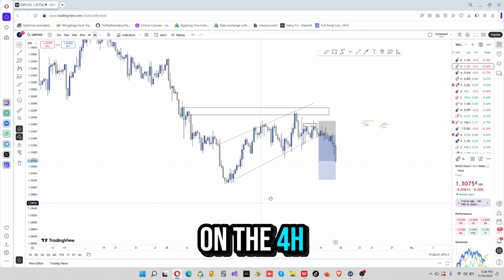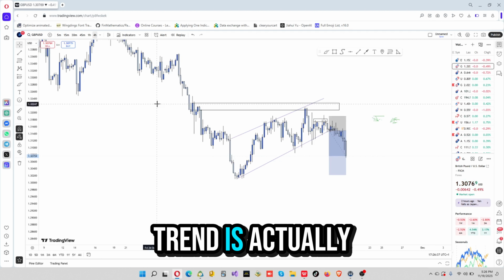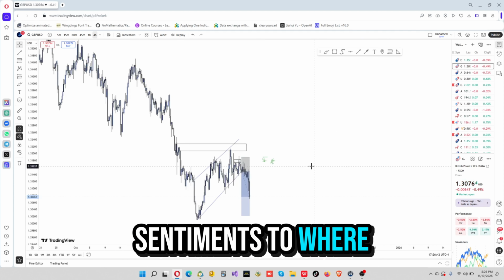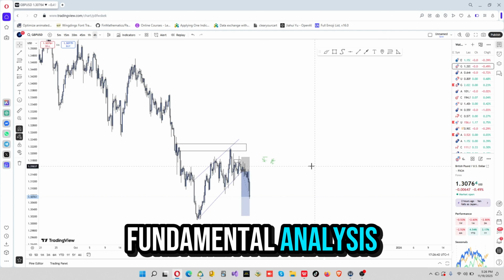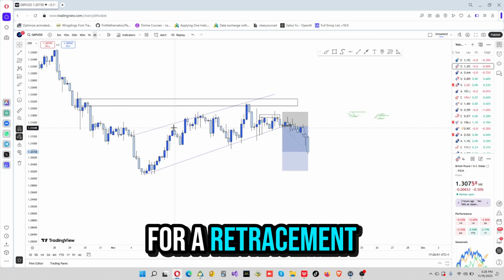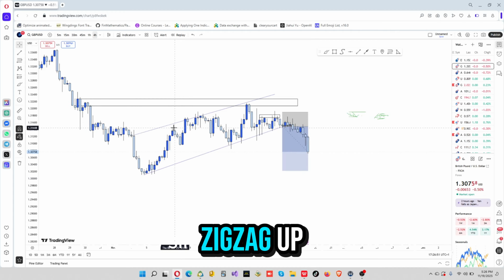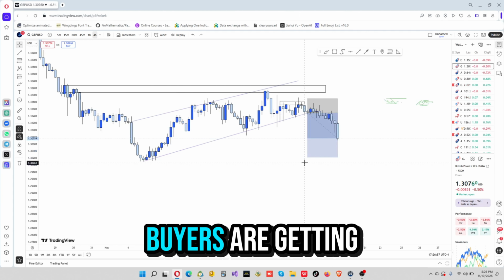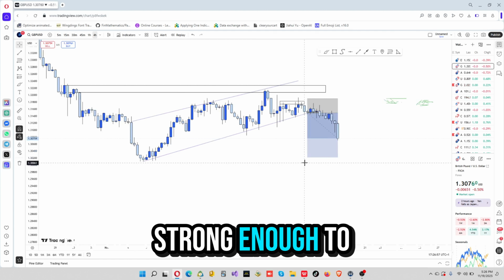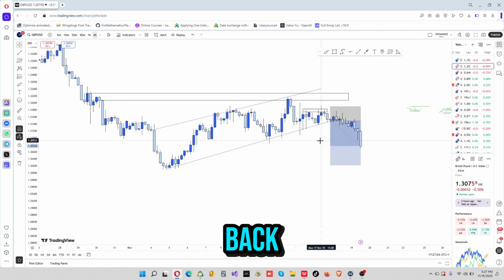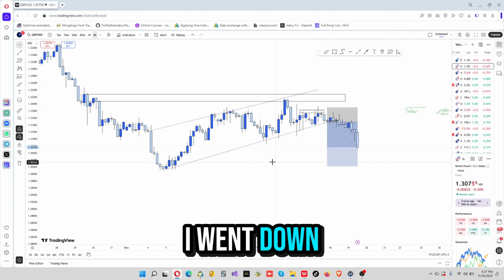So on the 4H, you can see that the trend is actually a downtrend, right? Sentiments too were towards the sell on the fundamental analysis. Then price started slowly going up for a retracement. Now, this simple zigzag, up, down, up, down, up, down, just means that the buyers are getting exhausted. They are not strong enough to start a new buy trend. So the sell trend is probably going to come back. So once I saw this, I went down to a lower time frame for my entries.